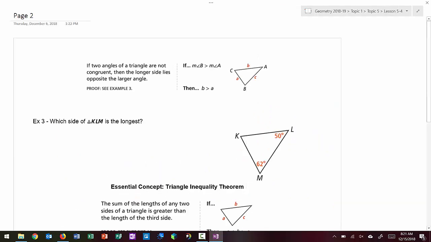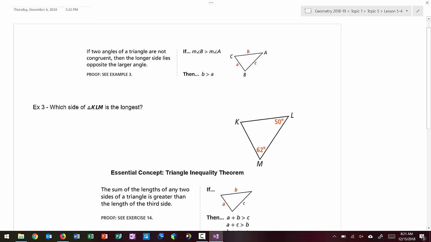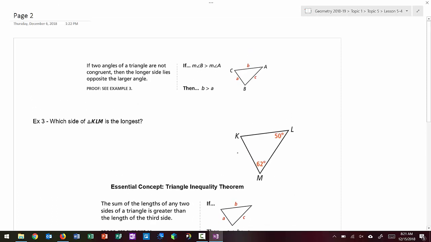So we can use this same idea in a bunch of different ways, and that's where this triangle inequality theorem that you're seeing on your screen comes from. So if I look closely at this given triangle here, they gave us 62 degrees and 50 degrees. We can find out what angle K is using triangle sum. So we can do 62 plus 50, which should give you 112. And if I do 180 minus 112, I get 68 degrees. So that tells me that K is my largest angle.